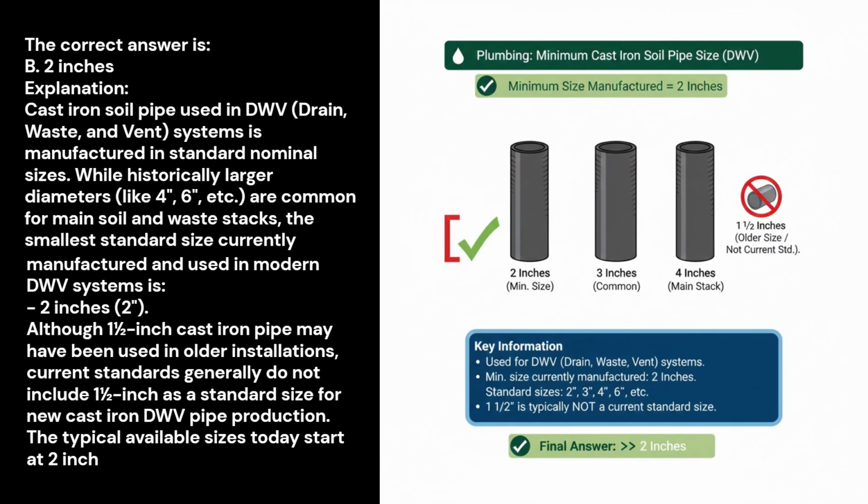Although 1.5-inch cast iron pipe may have been used in older installations, current standards, such as those from CISPI, Cast Iron Soil Pipe Institute, generally do not include 1.5-inch as a standard size for new cast iron DWV pipe production. The typical available sizes today start at 2 inches and go up, example, 2-inch, 3, 4, 6, etc. Therefore, the minimum size of cast iron soil pipe currently manufactured for DWV systems is B. 2 inches.